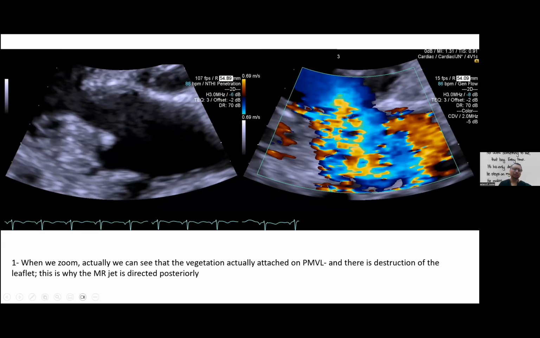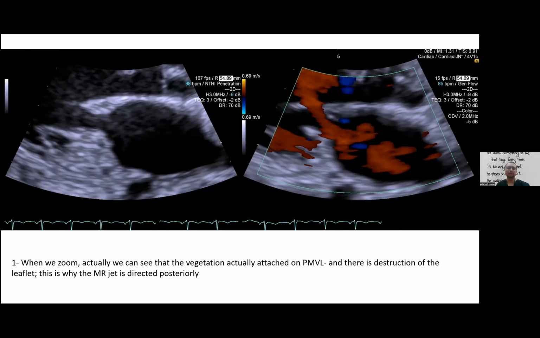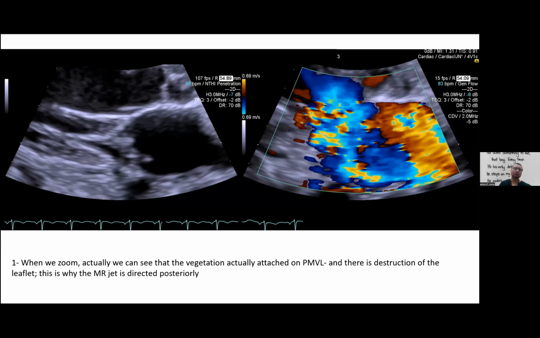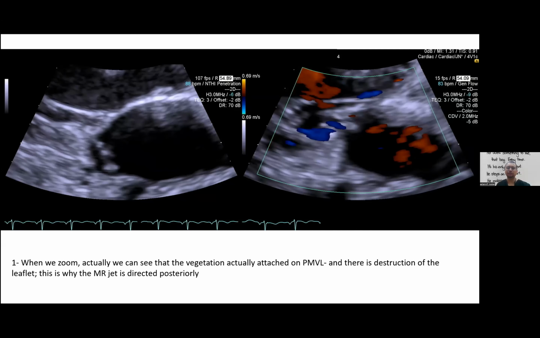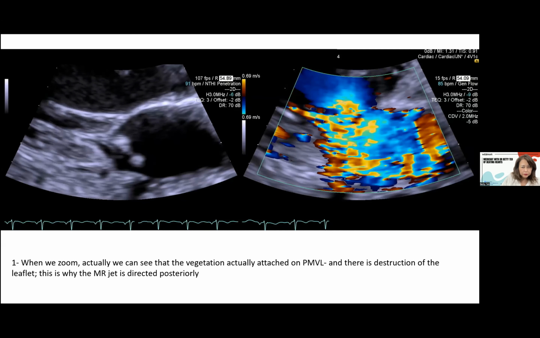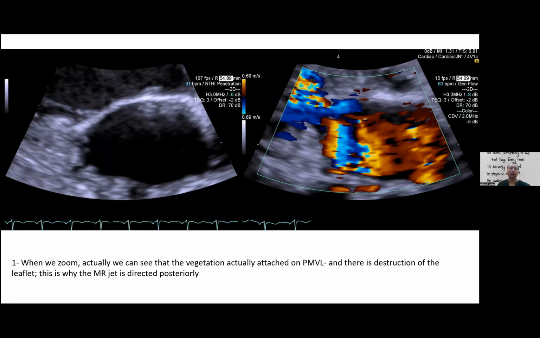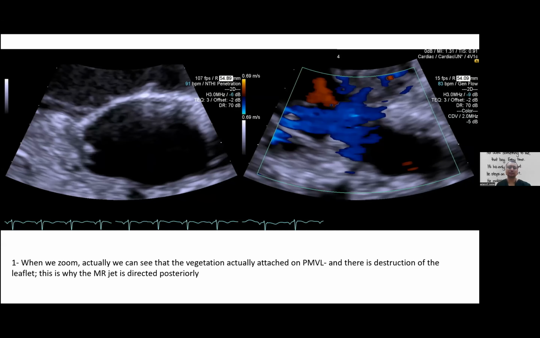But when we look closely in the zoom view, we get a little bit more confused, because it looks like maybe the mass is attached to the posterior mitral valve. But if it's attached to the posterior mitral valve leaflet, why then is the jet directed posteriorly?